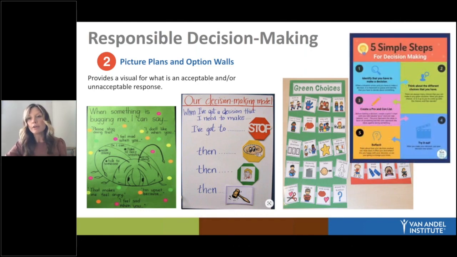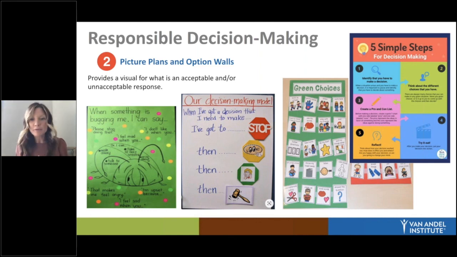And then for older kids, just being able to identify that they have to make a decision, right? Just being able to identify that, look, I've got something here I need to make a decision on, thinking about the different choices they have in that situation. And then maybe they create a pro and a con list. So what's going to happen if I do this? What are the good things that'll come out of it? What are the bad things that will come out of it? And then having them try it out, practice it out.